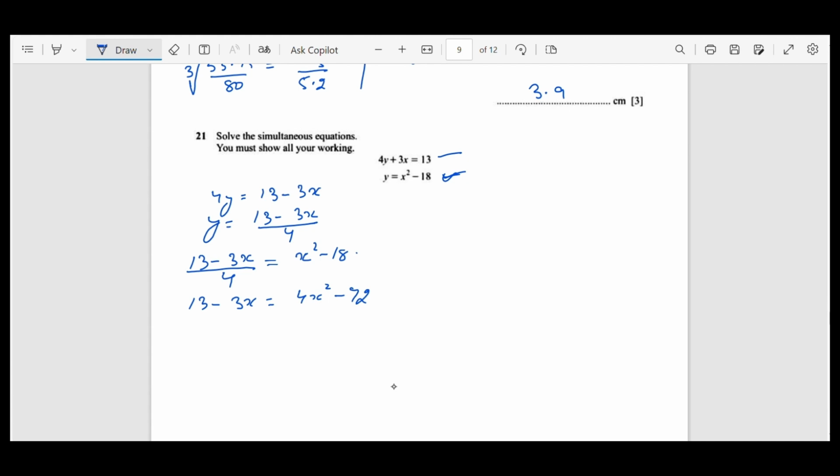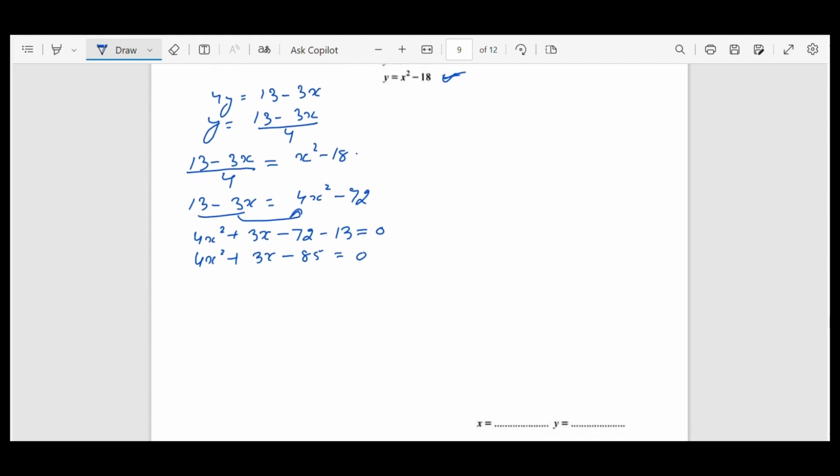So we will take all these values there. So it will be 4x square plus 3x minus 72 minus 13. This is equal to 0. So this is 4x square plus 3x minus 85. This will be equal to 0.